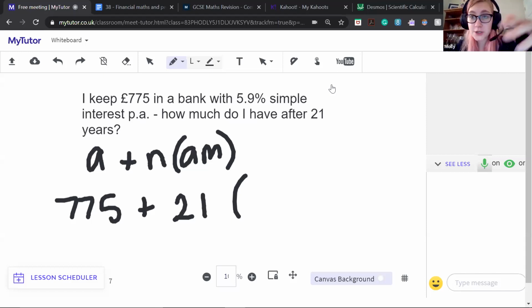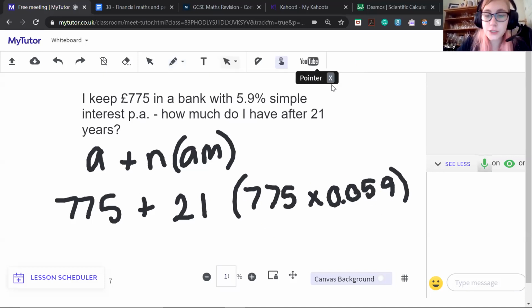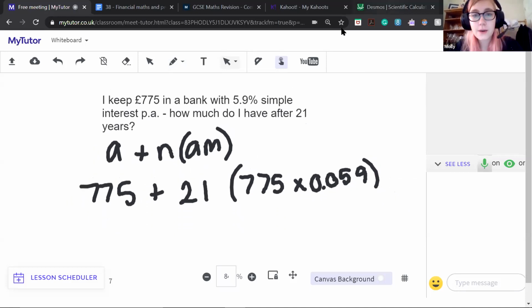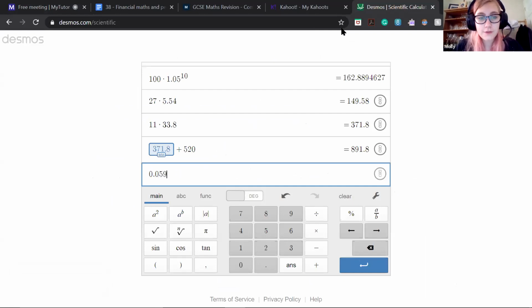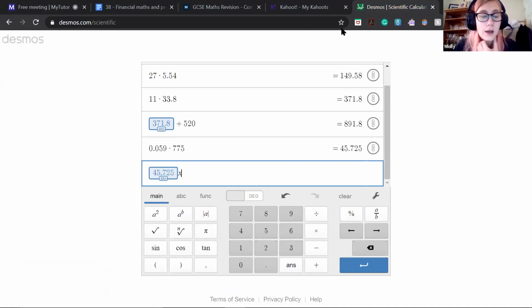The way that we do that is by doing AM. Remember how I said it's this times the multiplier for it. That's what AM means, and it's just what I was doing on this screen here, working it out using the multiplier. So this just represents 5.9% of 775. Let's pop this into a calculator: 0.059 times 775, and then multiply that by 21 for the 21 years.